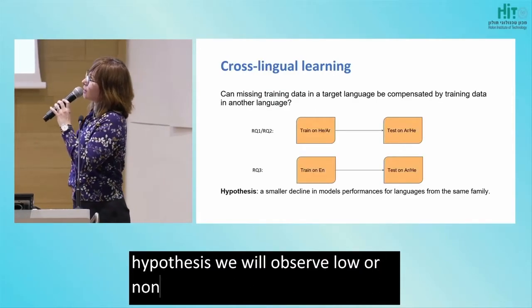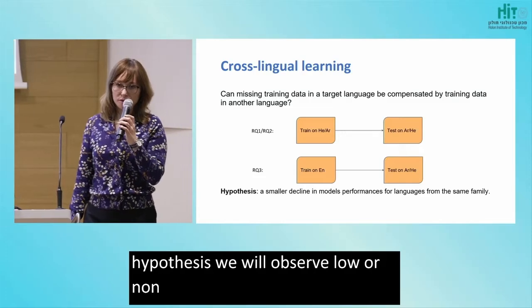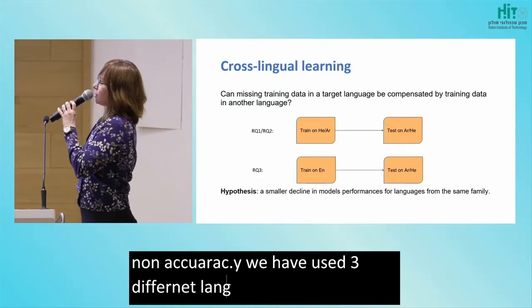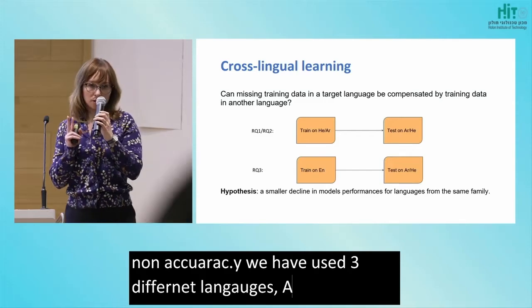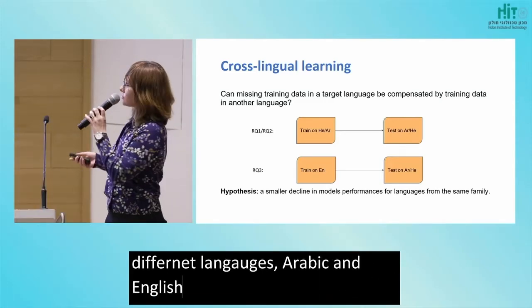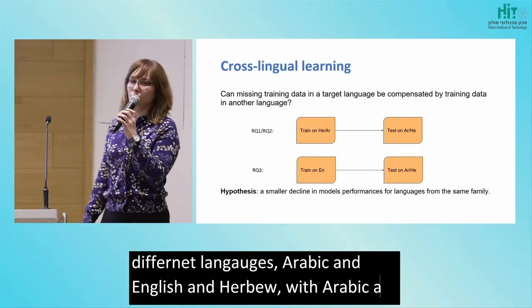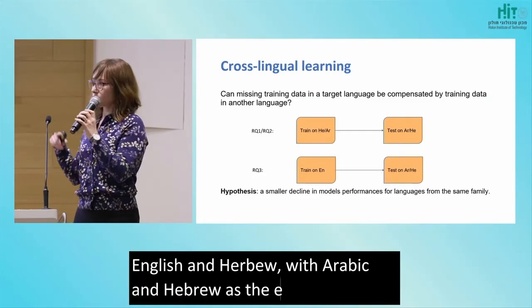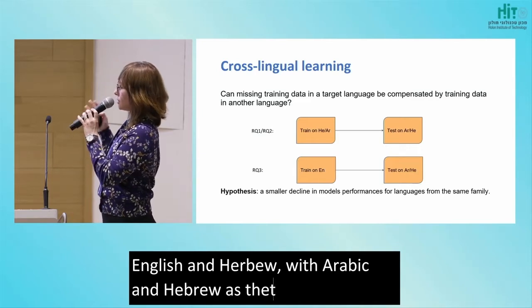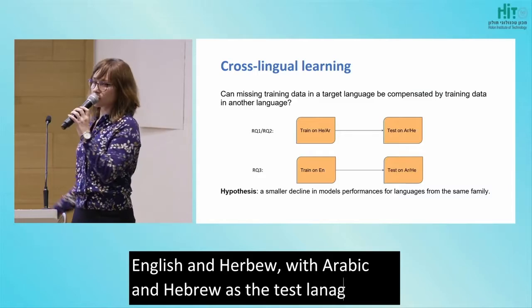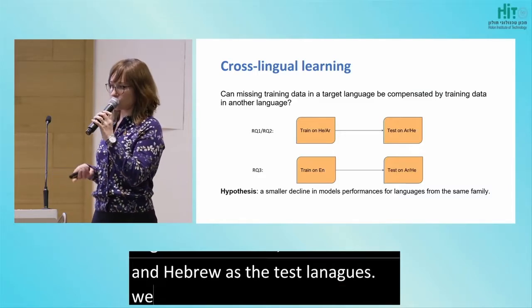In cross-lingual learning, we used three languages as training languages: Hebrew, Arabic, and English, and just two languages as test languages: Hebrew and Arabic. So the hypothesis was that the smaller decline in performances and in accuracy will be observed for languages from the same family, meaning for Semitic languages.